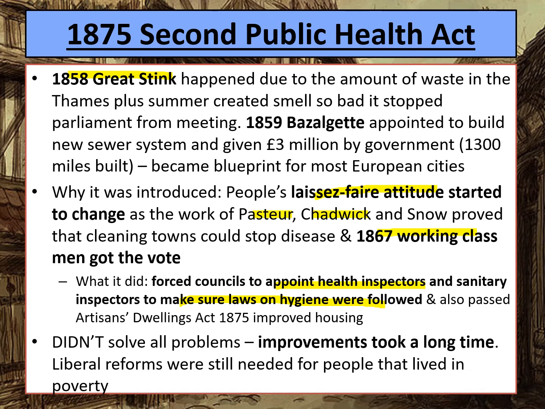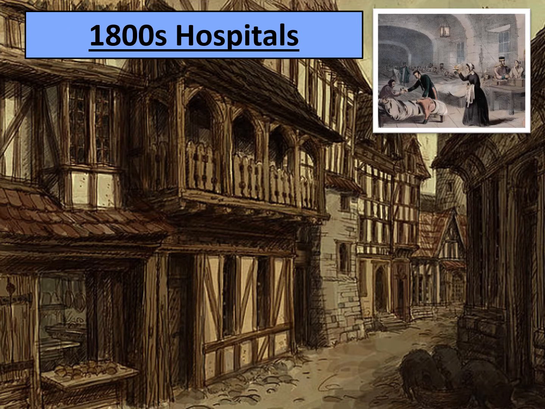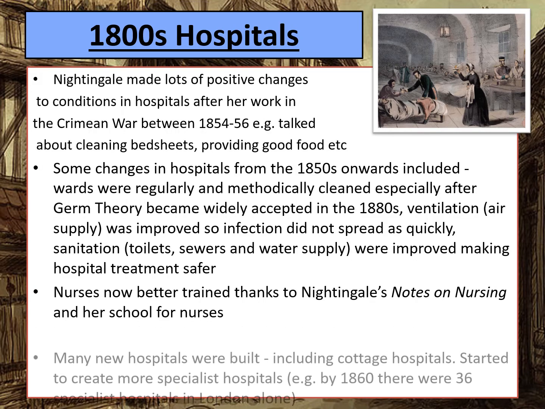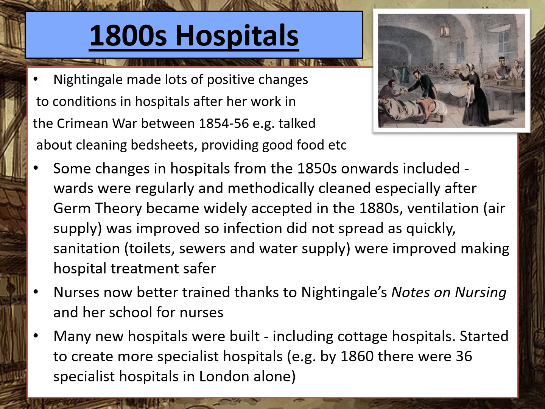We're just going to think about hospitals next, and then after that we'll be able to move on to the 1900s. So hospitals in the 1800s underwent a massive change thanks to the work of people like Florence Nightingale. Now, Florence Nightingale was a middle-class woman who volunteered to be a nurse in the Crimean War that took place between 1853 and 1856. But she got involved and went over in 1854.